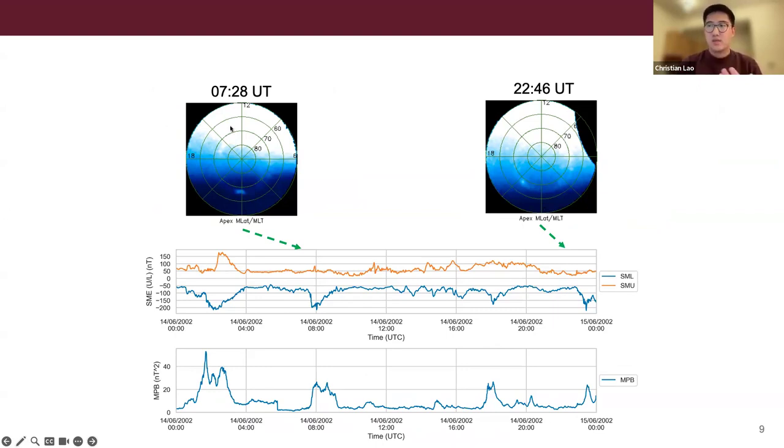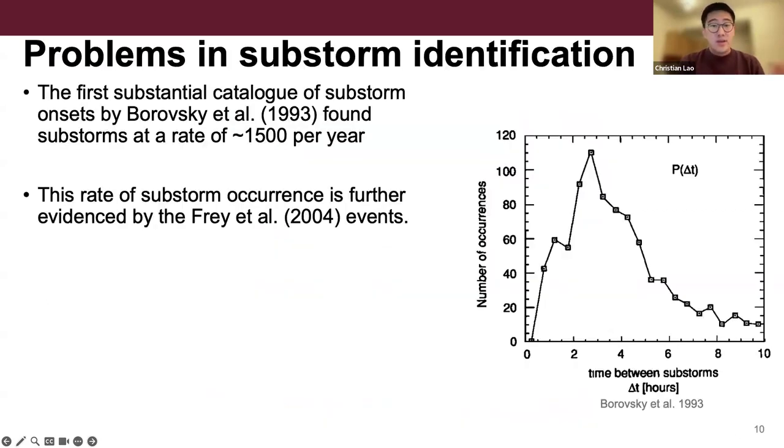So for example, at 7:28 UT, where we have the localized brightening at local midnight, there is an SML bay, and there is an increase in MPB index that is impulsive, but these are not large enough to trigger the automated algorithms. And similarly, for the 22:46 UT onset, there is an SML bay and MPB impulse, but again, not large enough to trigger the detection algorithms. So clearly we have a couple of problems in substorm identification.